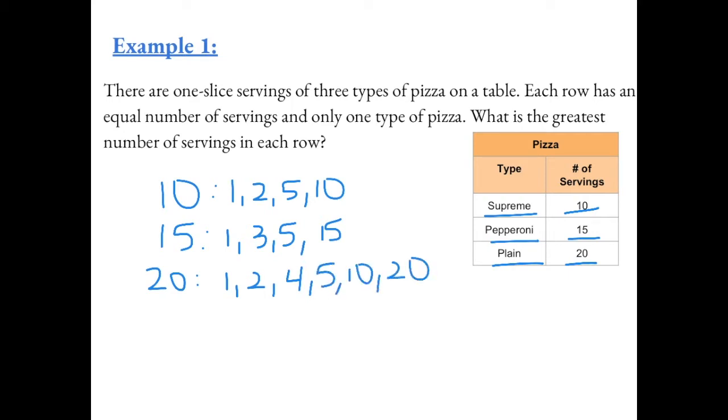So the greatest common factor between all three numbers would be 5, because it's the largest number that they all have in common. So there can be 5 slices of each type of pizza on a table.